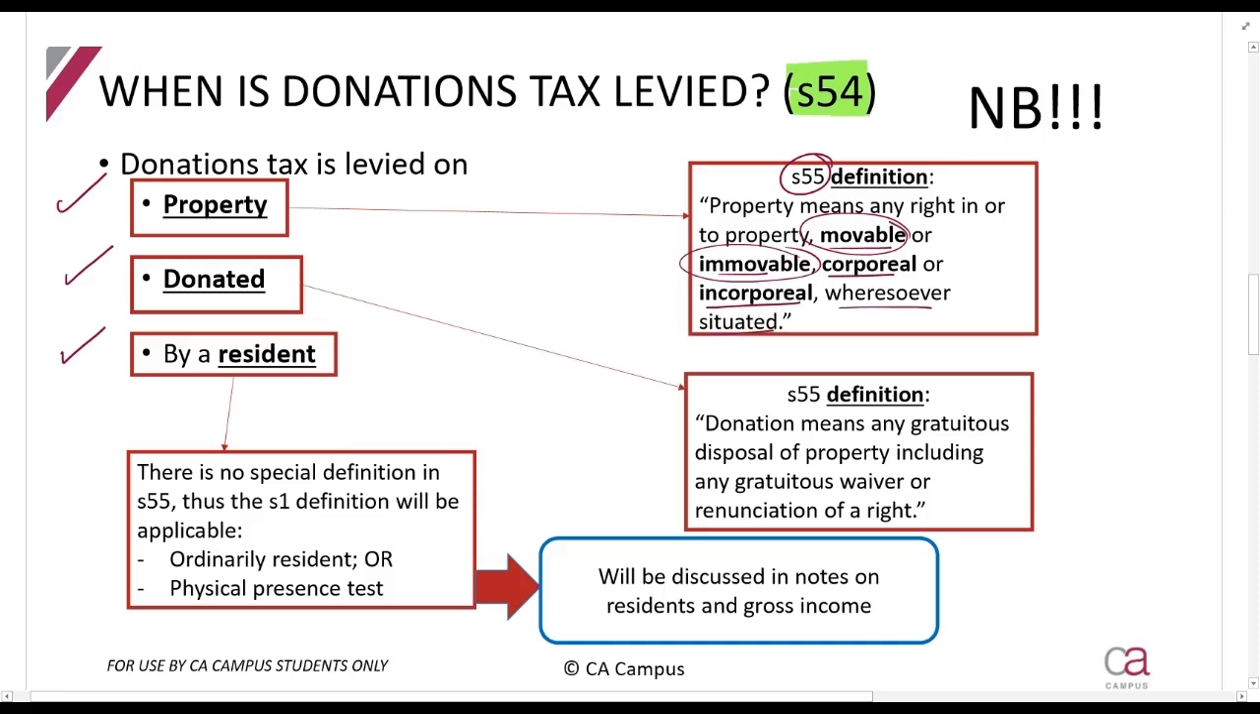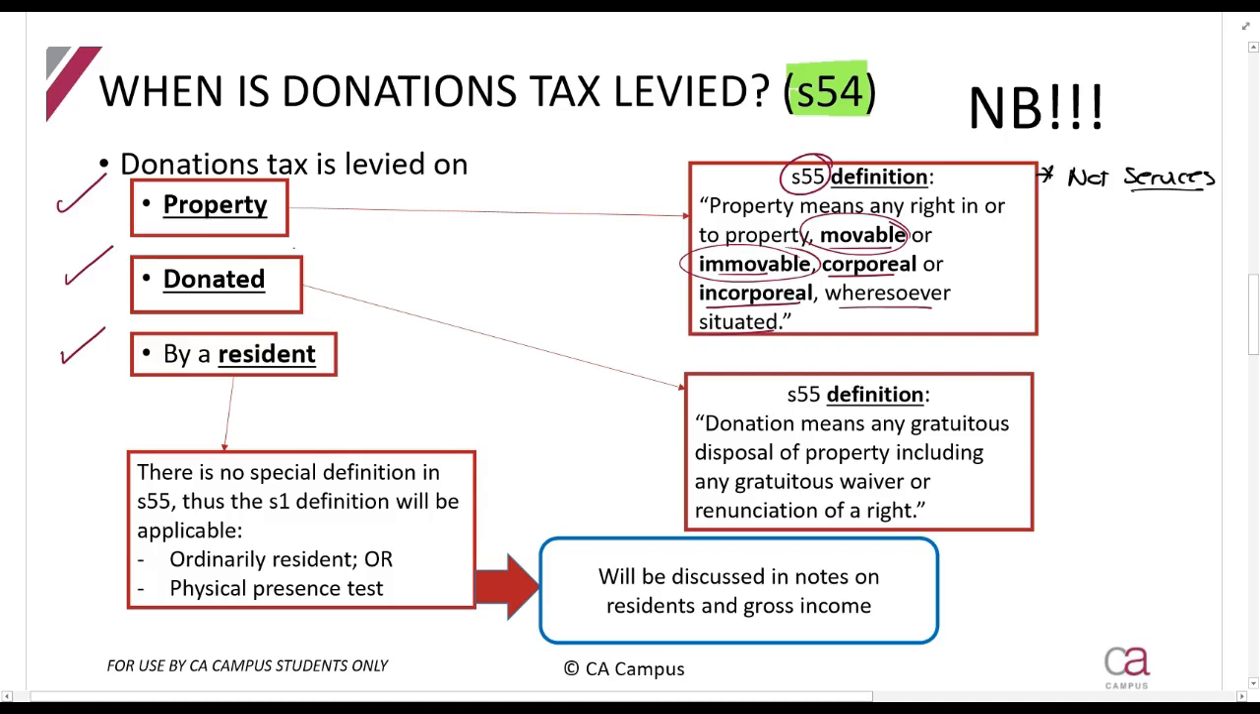Right, that's all property. I want you to make a note here, you'll see it also in the notes, but not services. Right. If I donate property, there will be donations tax. But if I donate my services, there's no donations tax because there's no property.